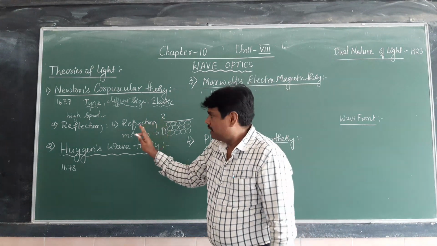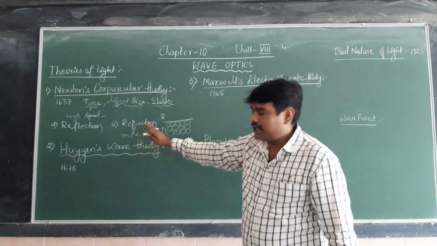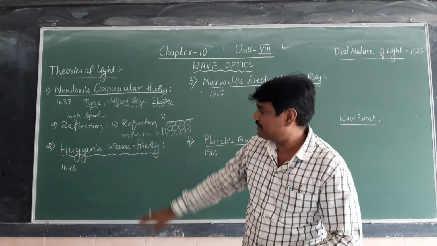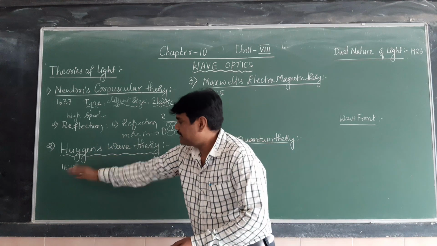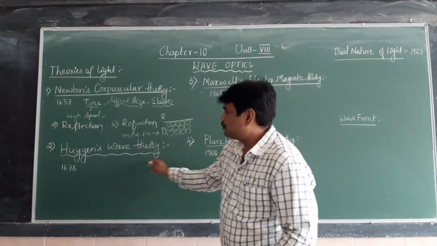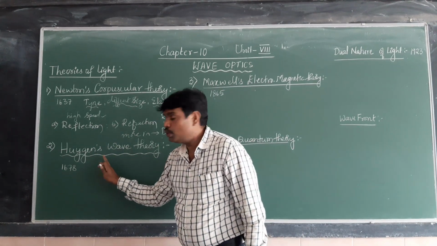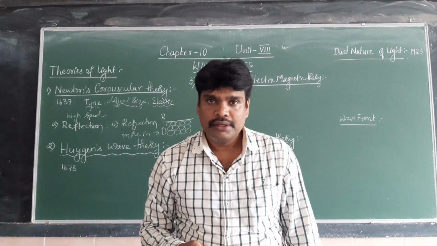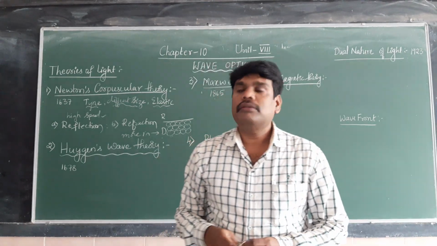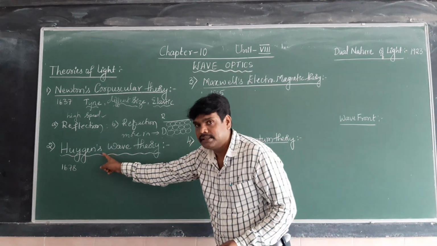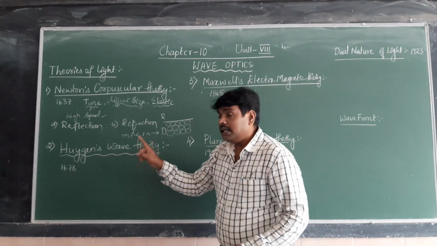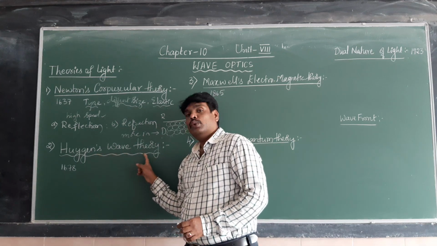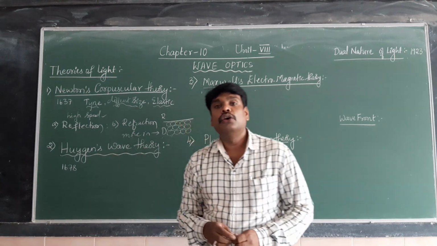Okay, so I think you understood what I am explaining here. Let us come to the second theory. The second theory, around 1678, was proposed by Huygens. Huygens has given the knowledge of the wave concept, isn't it? So the concept of wave was given by Huygens. That's why Huygens assumed that light is in the form of waves.